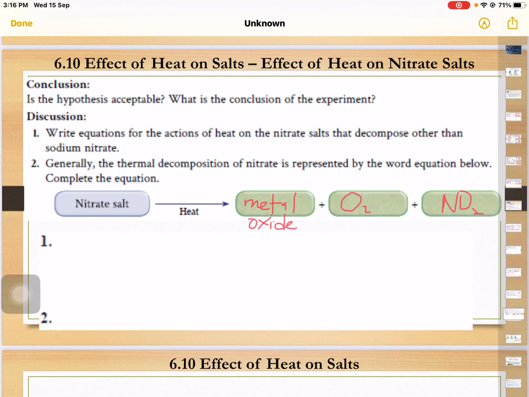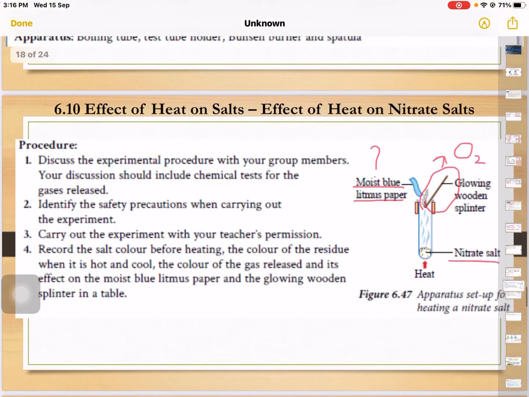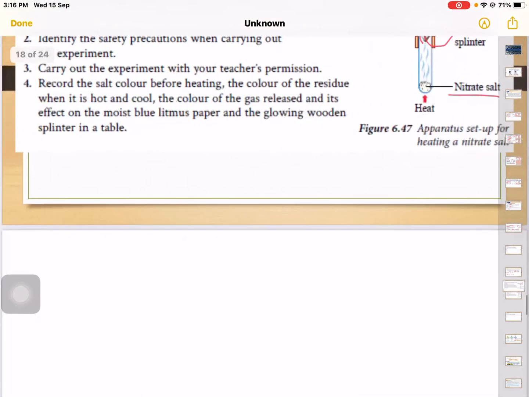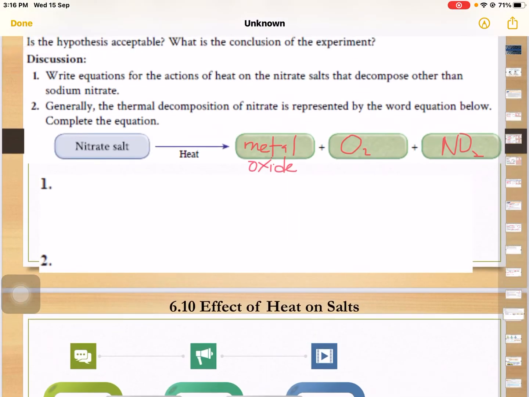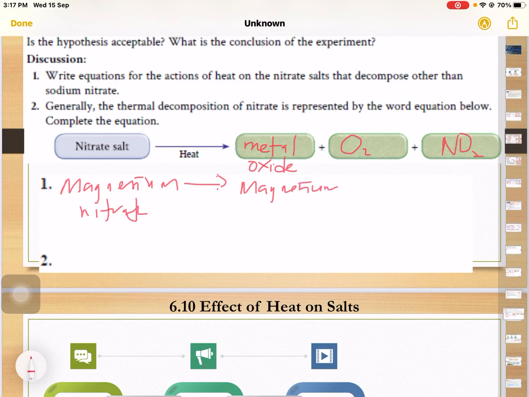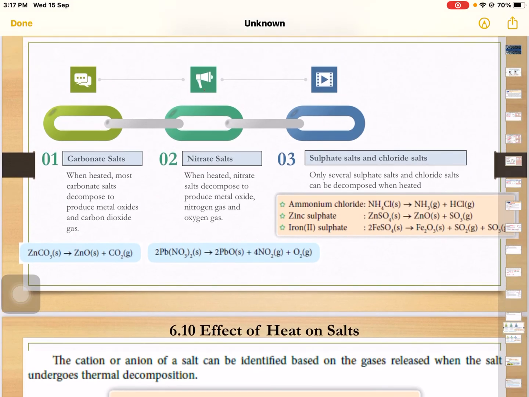So, for example here, let's say lah, dalam eksperimen ni dia menggunakan magnesium nitrate. So, magnesium nitrate, bila kita panaskan, kita akan dapat metal oxide dia iaitu magnesium oxide, oxygen gas dan juga nitrogen dioxide gas. Dia macam tu. Okay. So, bila kita panaskan nitrate salt, kita akan dapat 3 produk. Kalau kita panaskan carbonate salt, kita akan dapat 2 produk. Okay. So, ni lebih kurang dia punya conclusion lah.